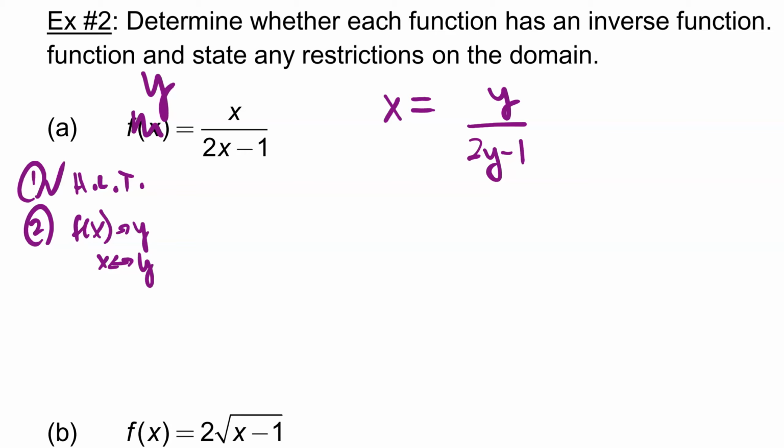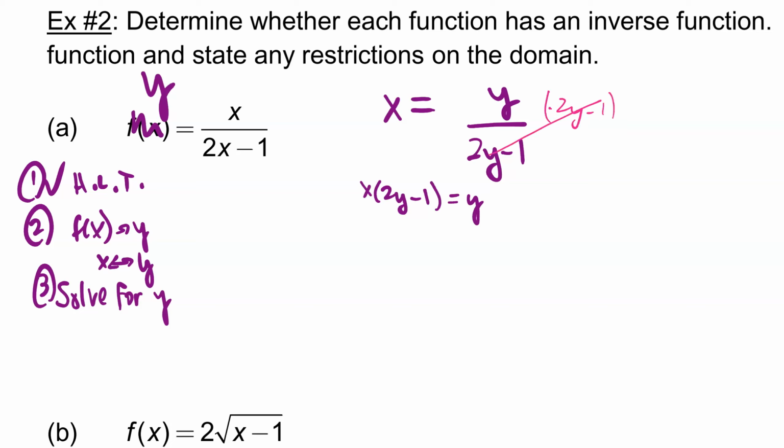But then step 3 says solve for y and then replace it. Okay, so for step 3, we have to solve for y. So this is just algebra. We have to get y by itself. But the issue is there are 2 y's. So I'll multiply both sides by 2y minus 1. That way I get rid of the bottom here.